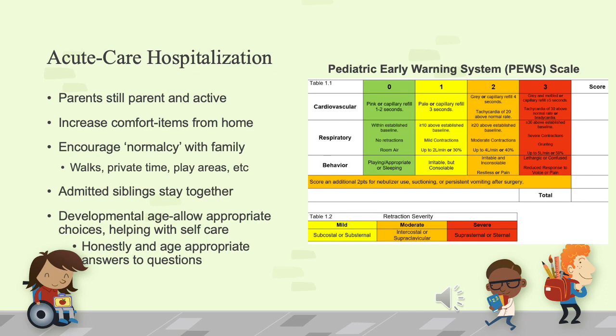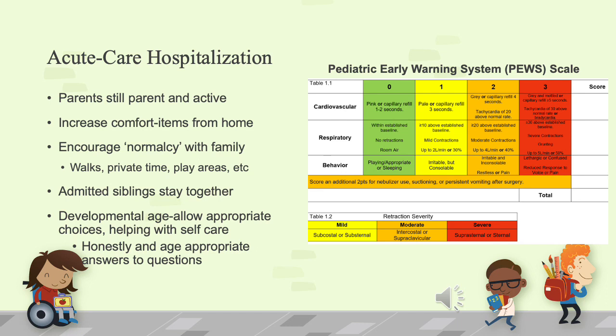On the right-hand side of the screen, you will see a PEWS scale, a pediatric early warning system. This is actively used in the inpatient setting, and it provides a numerical scale as to how the child is doing with an illness. So the components on the screen are cardiovascular, respiratory, and behavior. It's similar to the APGAR scoring that you'll use with a newborn, except with the PEWS scoring, you want your score to be as low as possible.